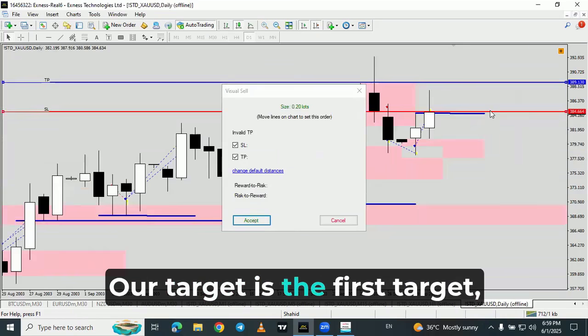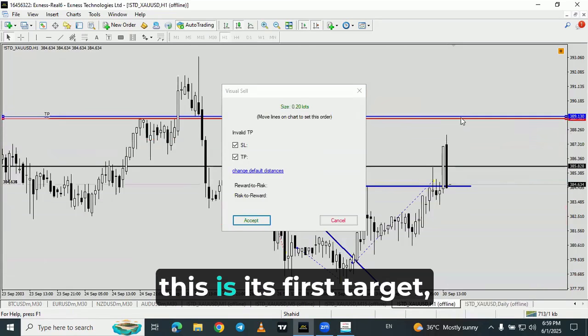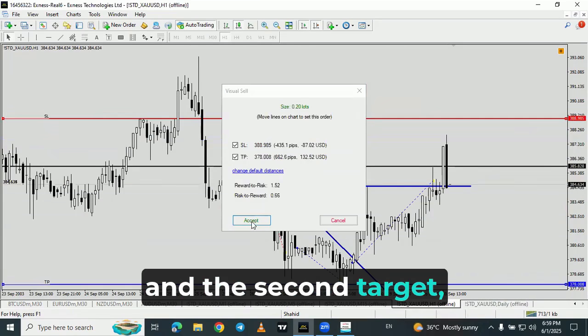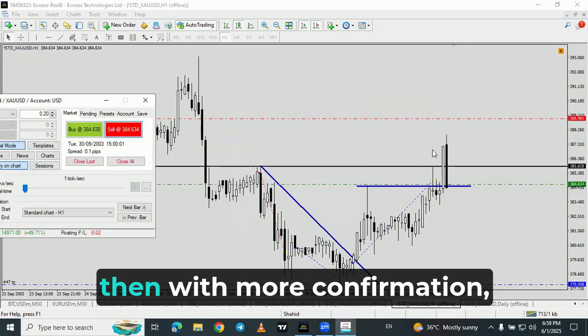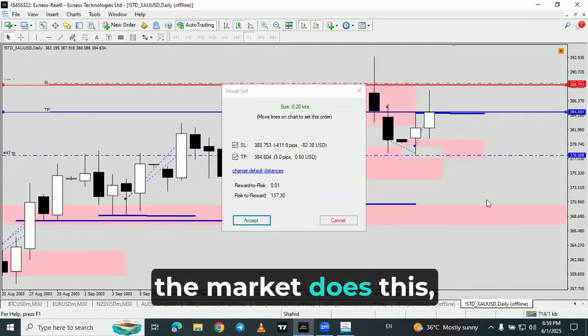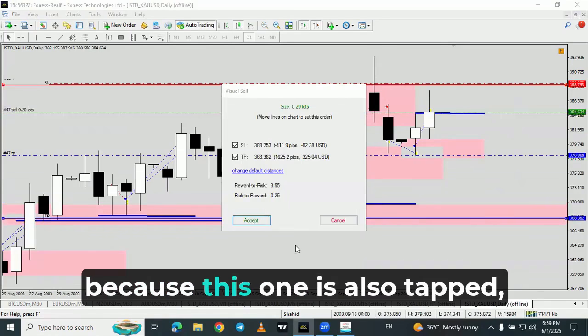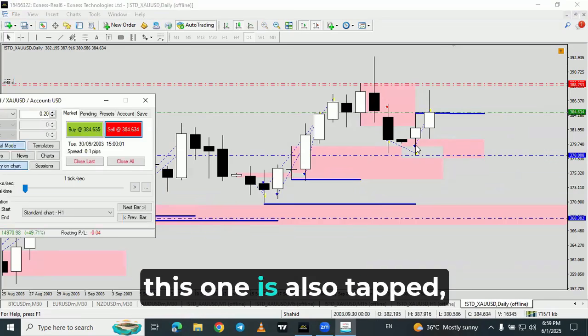Our target is the first target. Sorry, this is not the throat. The SL we have, this is its first target, and the second target, if the market goes above it, then with more confirmation, because here storm by storm sell, the market does this, so the storm comes down. So its second target is this. Okay, because this one is also tapped, this one is also tapped.